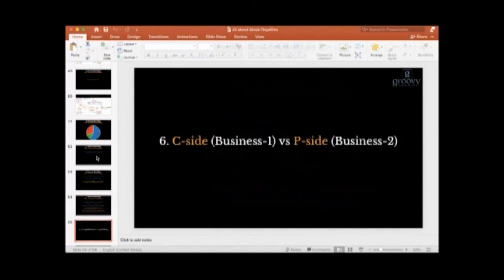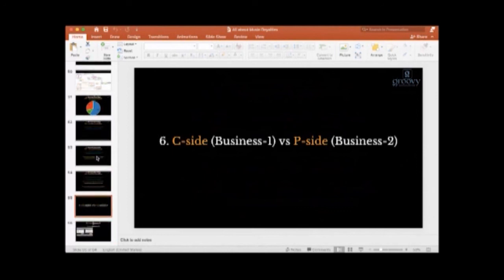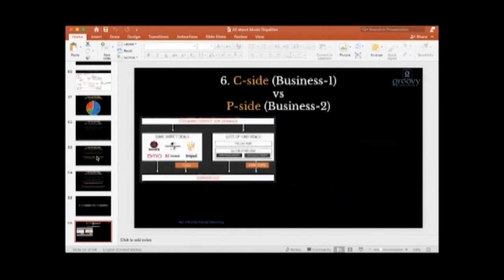Yeah, we are short on time, and I'm just going to wrap it up in the next 5 minutes. Just talking about the C side and P side, in a sense, the C side is the composition side, and the P side is the record side. I'm just going to skip this because we've talked about how the DSPs work.